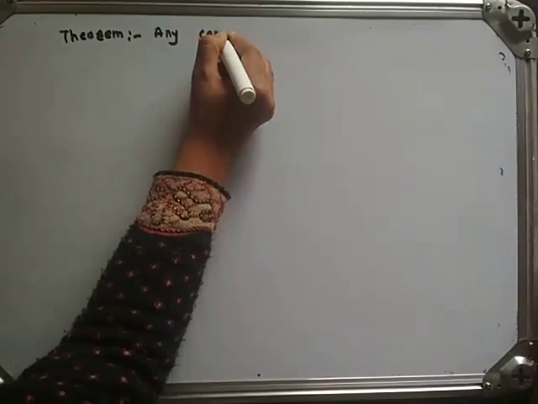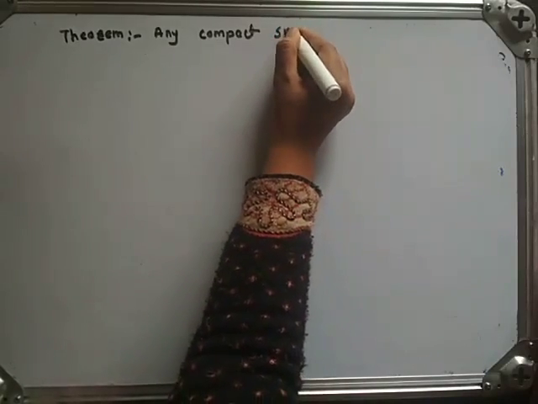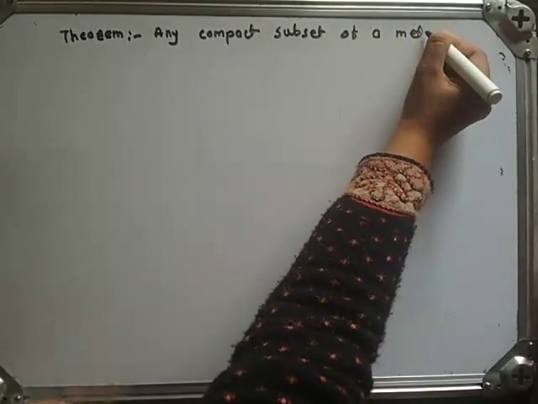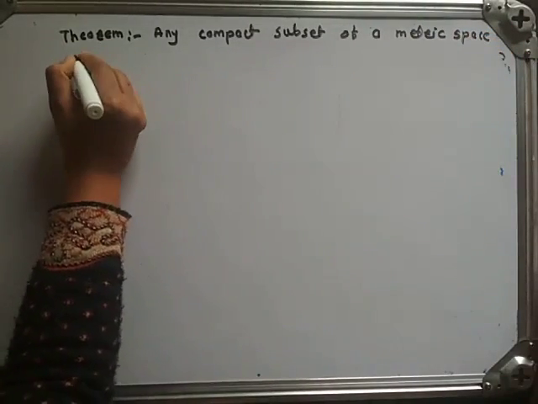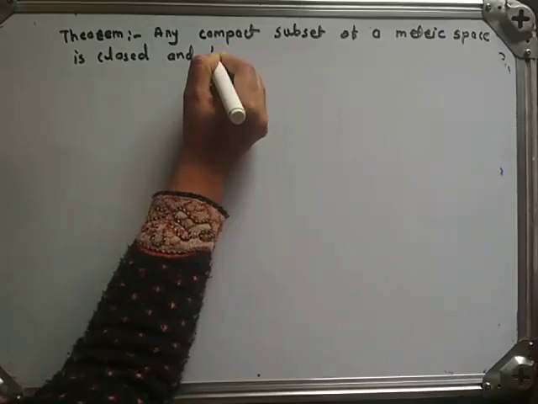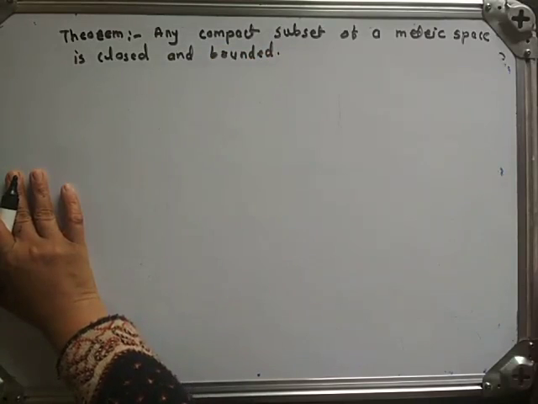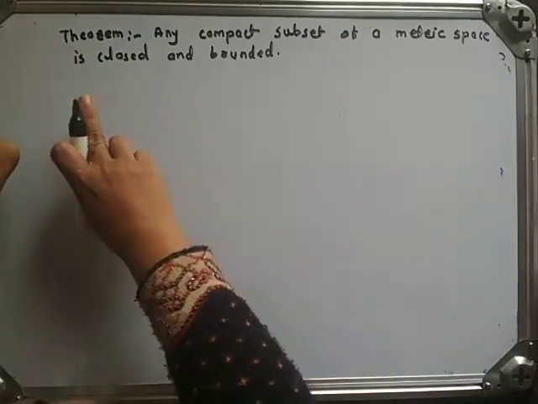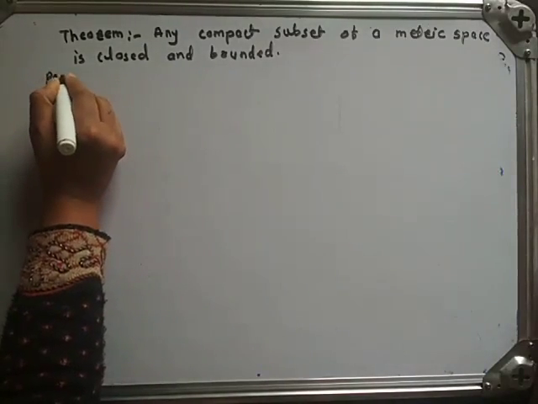Any compact subset of a metric space is closed and bounded. What does the theorem say? Any compact subset of a metric space is closed and bounded. Okay? Let us see the proof.